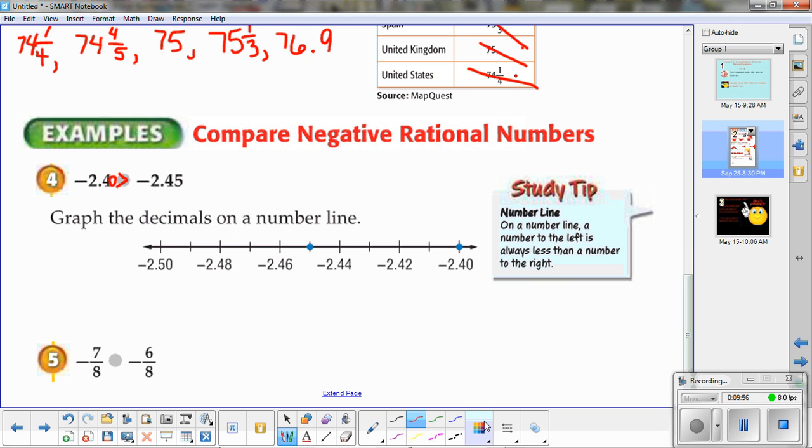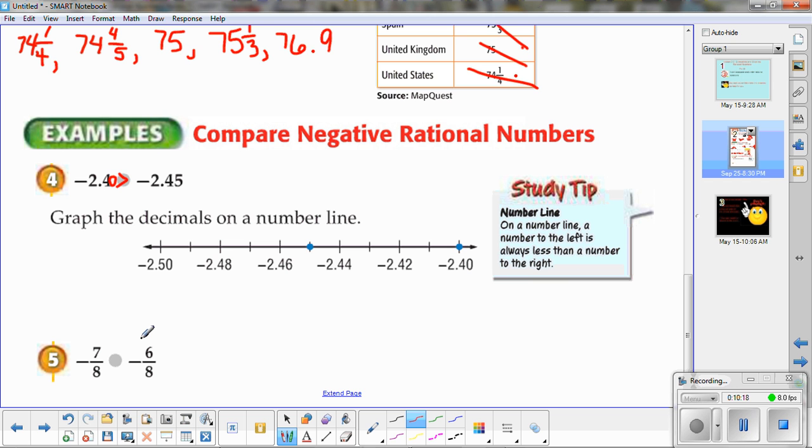With our last example, we have two negative fractions. They already have a common denominator, so I can go ahead and just compare them. I have 7/8 and 6/8, but they're both negative. 7/8, if we were talking about positive numbers, 7/8 is bigger than 6/8.